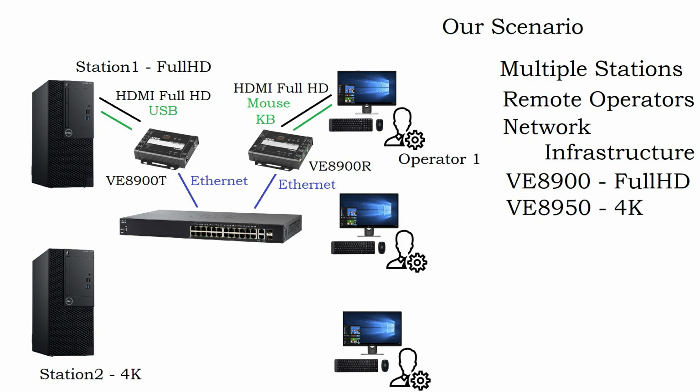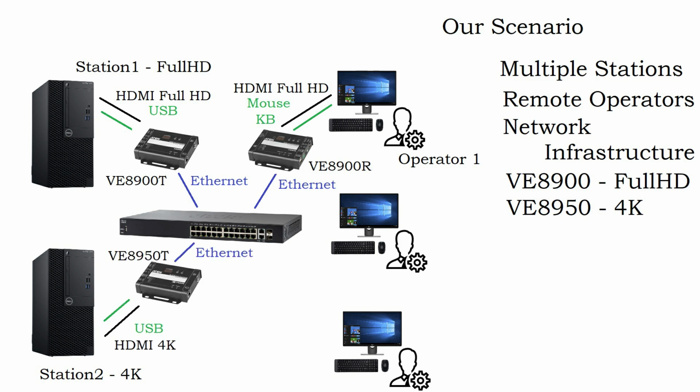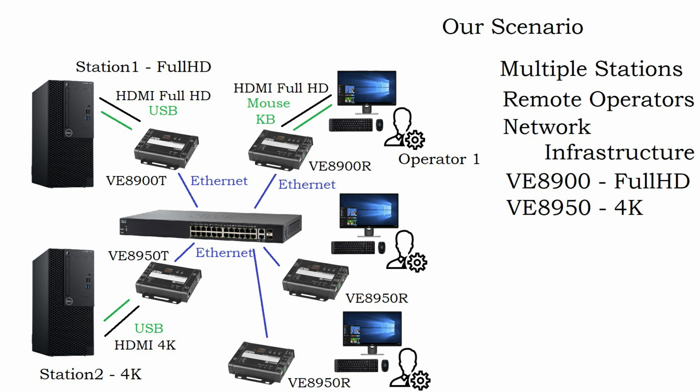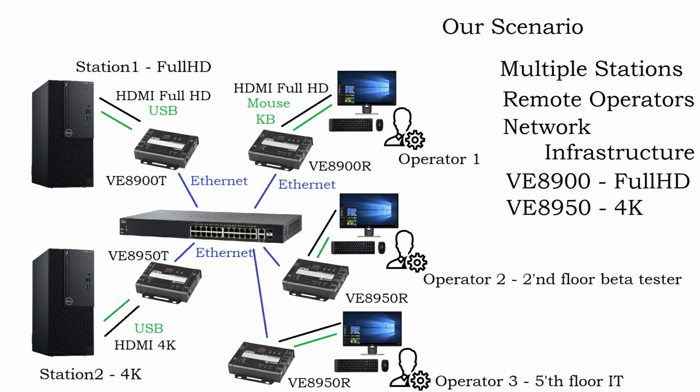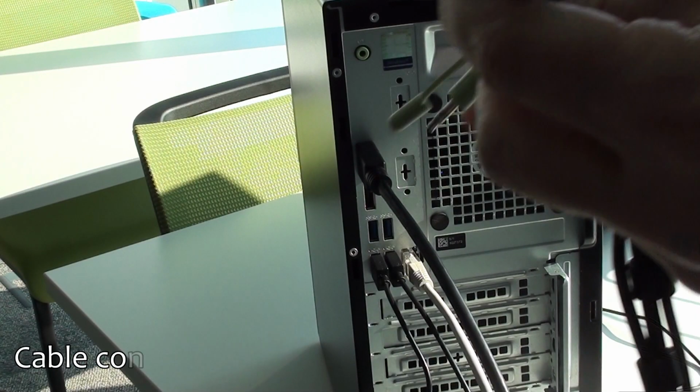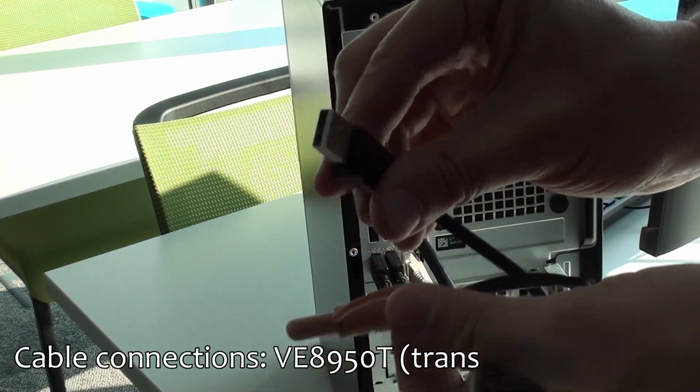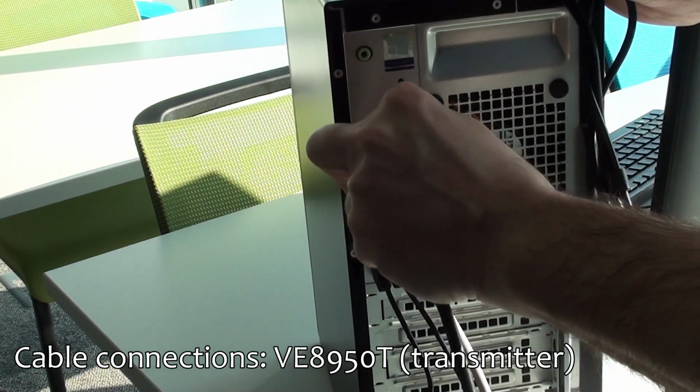If we have 4K, let's assume station 2 is 4K, then we need the 8950T as a transmitter and 8950R as a receiver. After connecting all the HDMI and USB cable, then we can have remote access. Connecting the 8NVE 8900 series is very straightforward.